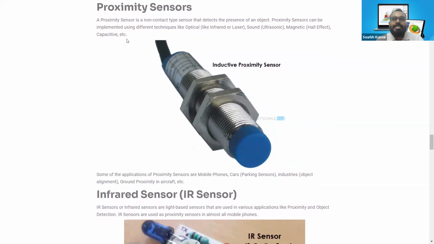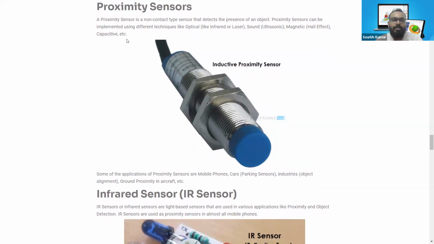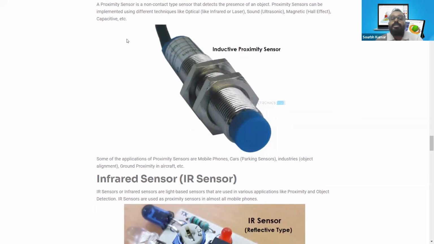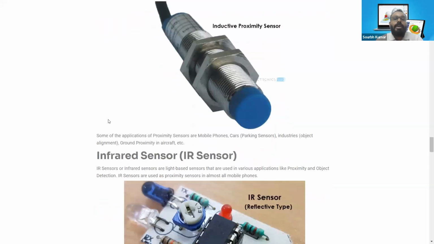So the proximity sensor is a low range IR sensor, we can say. It can only detect low range approximations. It is also used in parking sensors, industrial alignments, and ground proximity in aircraft to detect the distance between the aircraft and the surface.